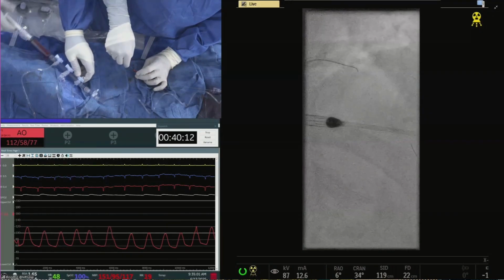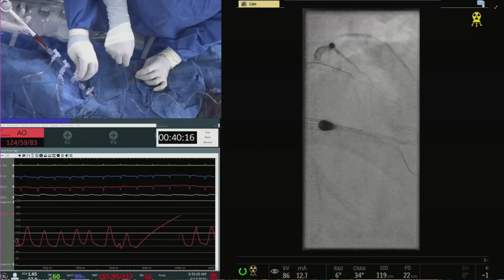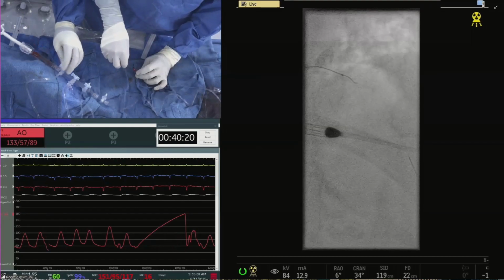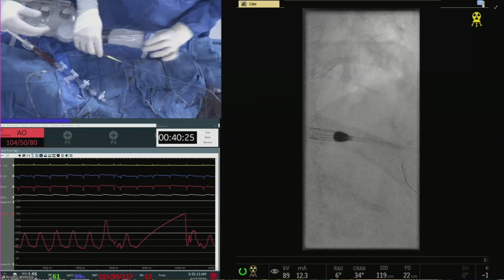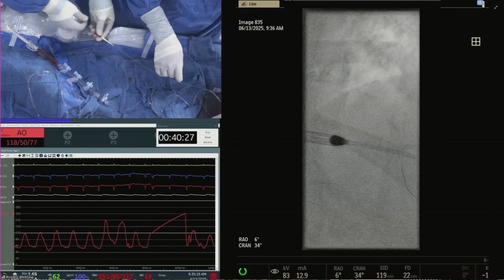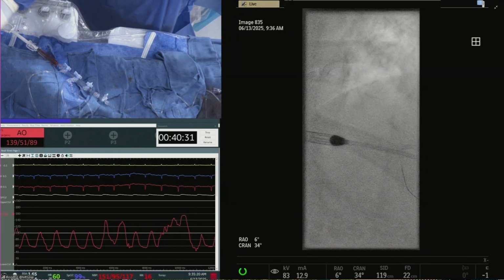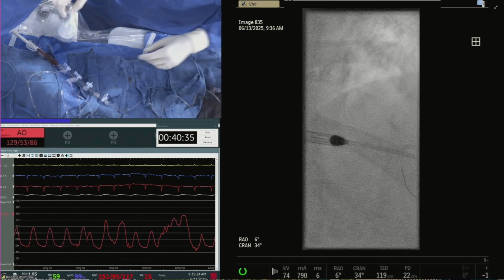Okay, let's dilate. What's the balloon we have ready there? 2.5. But then I have to go with a Fielder wire. Yeah, get a Fielder wire, right? Yep. Might even be a sharper bend than you've got. A little longer, a little sharper. 100%. A sharp bend and calcium, a bad combination.